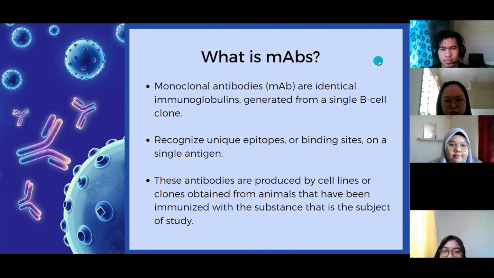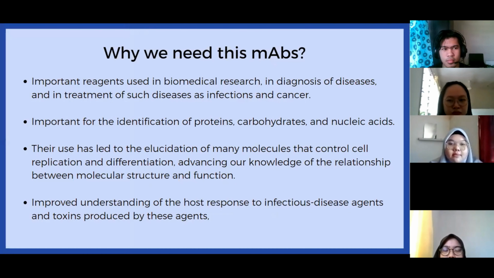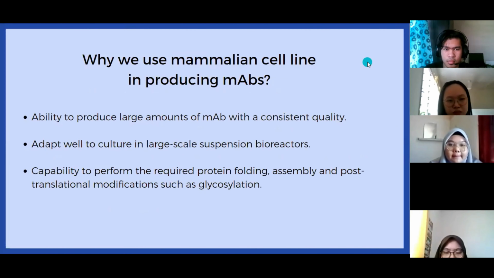Next slide. Why do we need these MAbs? MAbs are important reagents used in diagnosis of disease and in treatment for infections and cancer. It is also important for identification of proteins, carbohydrates, and nucleic acids. We can also control cell replication and differentiation, advance our knowledge between molecular structure and function, and understand more about host response to infectious disease agents and toxins produced by these agents.